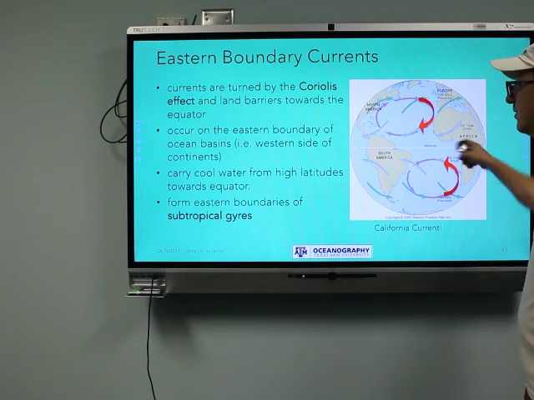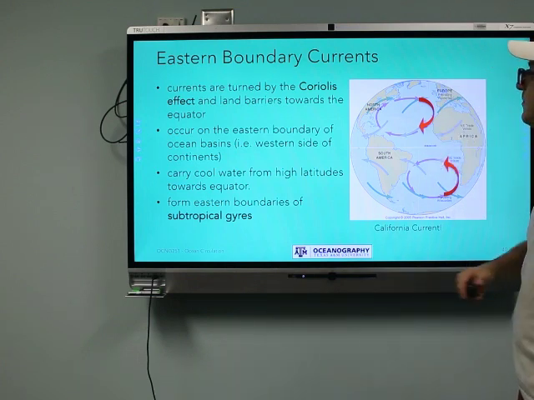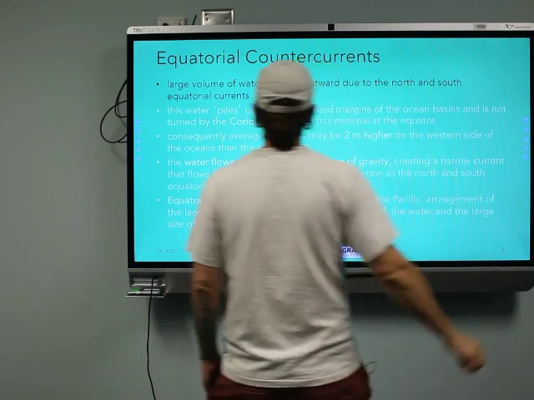They form the eastern boundaries of subtropical gyres. Those are eastern boundary currents. Okay.